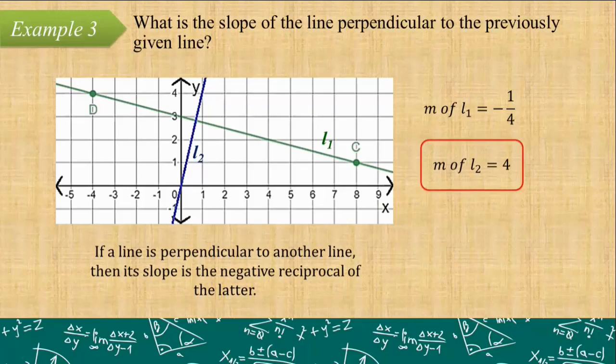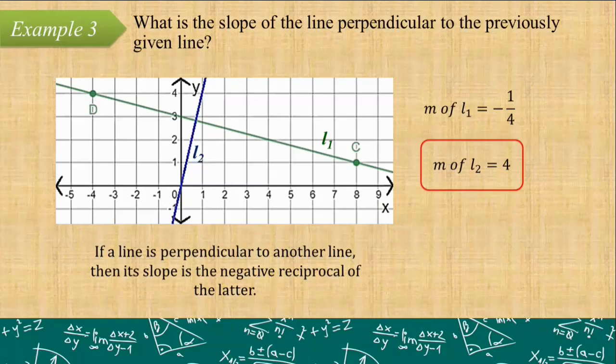Pag ganyan, tandaan nyo, kukunin lagi yung negative reciprocal nung line na ka-perpendicular niya. And it confirms, positive yung slope ng L2 at yung L2 ay rising to the right. So this is an important property na lagi niyong magagamit, especially kung nag-aaral na kayo ng analytic geometry or pre-calculus, gamit na gamit tong property na to.